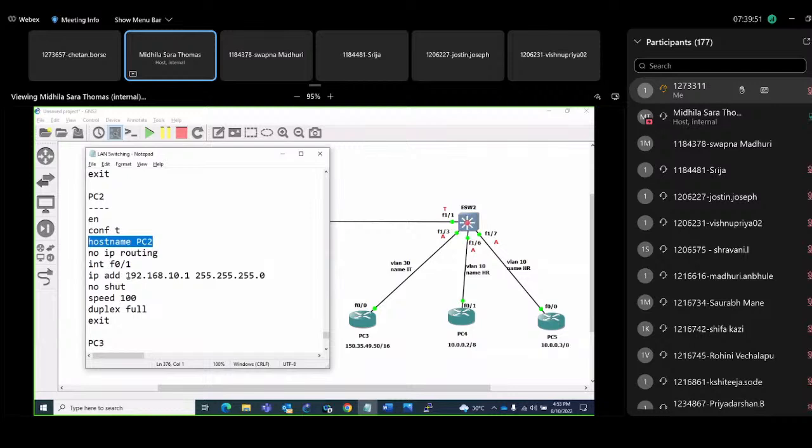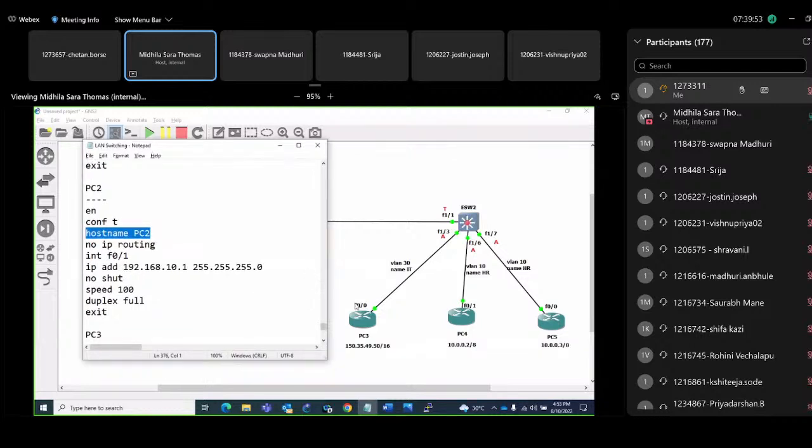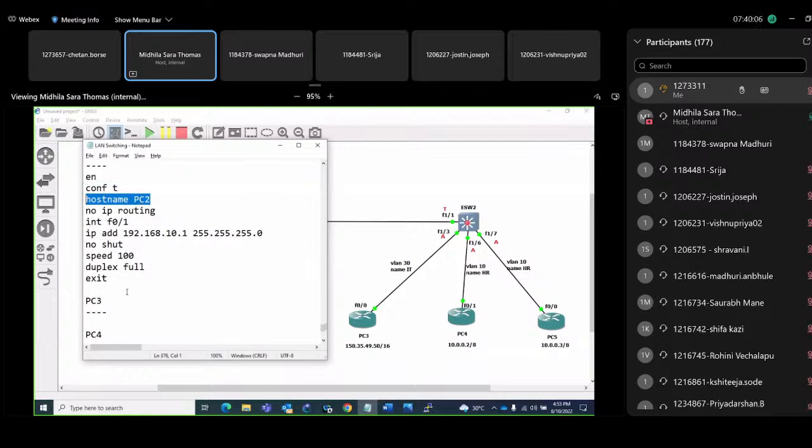Yes, speed must be 100. Don't increase the speed. We are using Fast Ethernet. Don't increase the speed, okay? It should be 100 Mbps. Can I do it for PC3?